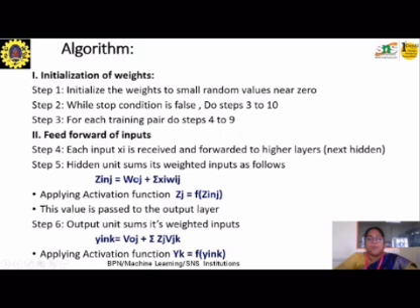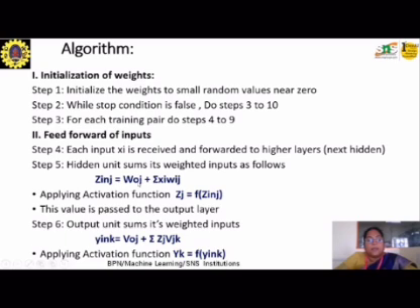Step 5: each hidden unit sums its weighted inputs. The hidden unit Zinj is equal to the bias Voj plus the summation of input Xi into weight Vij. Each node is associated with its input and weight. The summation of Xi into Vij means we calculate input into weight for all the nodes and add this bias value.